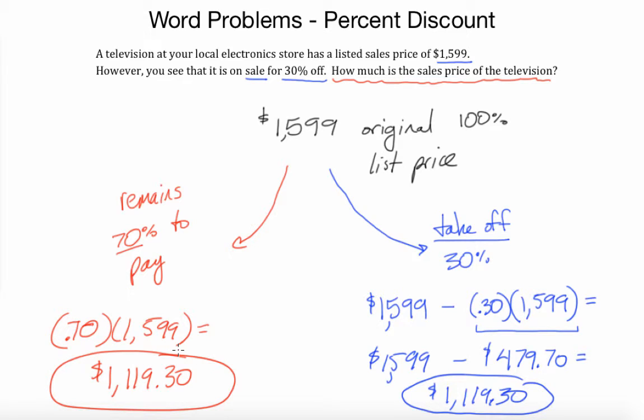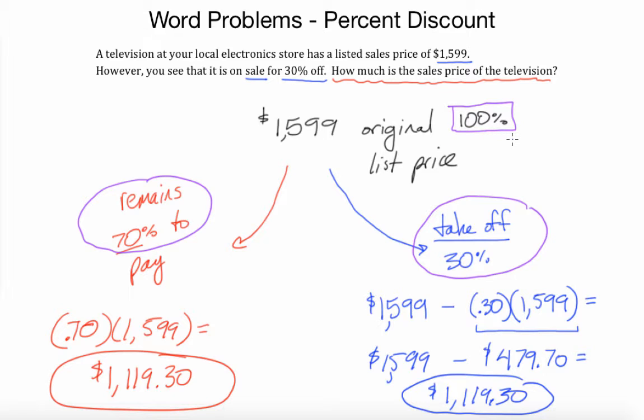Both of these are legitimate ways to tackle this problem. One deals with the fact that I'm taking off an amount. The other deals with the amount I'm still paying. But it gets into the idea of how well we understand percents. The original price is always 100%. What I see students do a lot of times incorrectly is they take 1,599, find 30% of it, which is this amount right here, $479.70, and put that down as the answer.